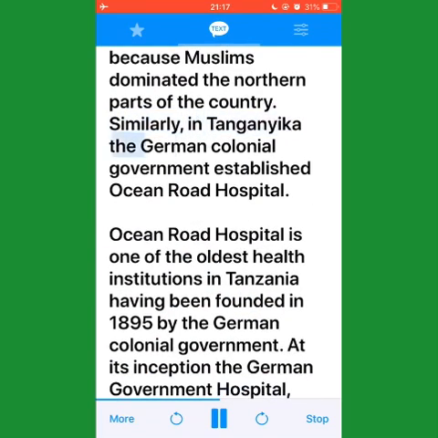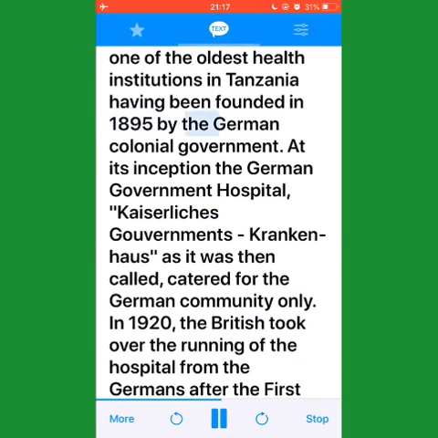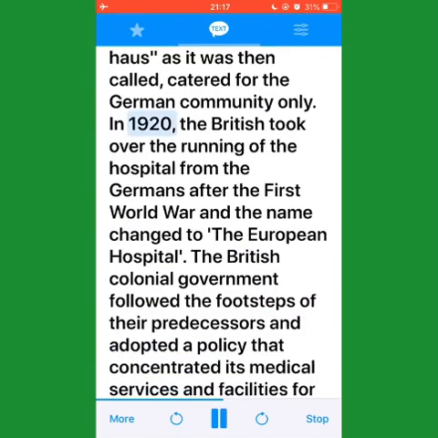Similarly, in Tanganyika the German colonial government established Ocean Road Hospital. Ocean Road Hospital is one of the oldest health institutions in Tanzania, having been founded in 1895 by the German colonial government. At its inception the German government hospital, Kaiserliches Gouvernements Krankenhaus as it was then called, catered for the German community only. In 1920, the British took over the running of the hospital from the Germans after the First World War and the name changed to the European Hospital.